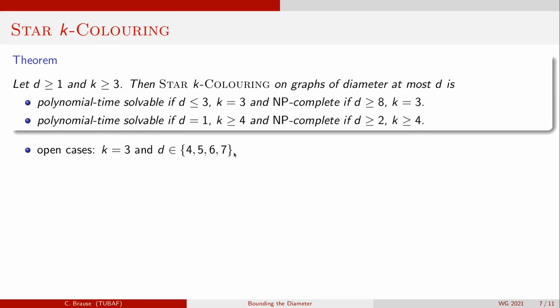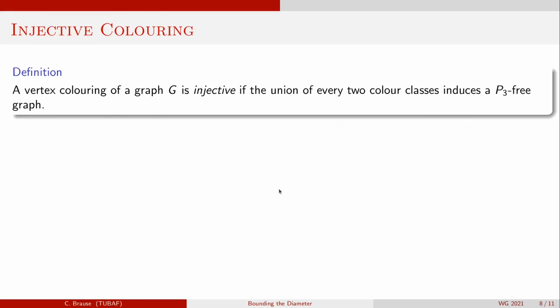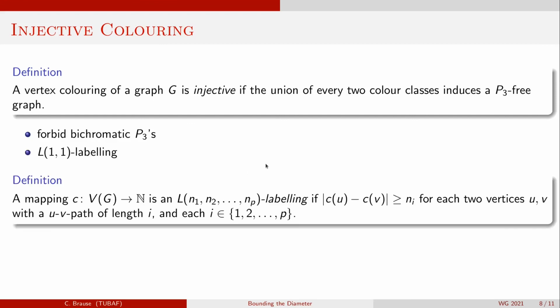Okay, so let's continue with our last coloring problem, and that's injective coloring. A vertex coloring in general is called injective if the union of every 2 color classes induces a graph that has no P3. In other words, we forbid bichromatic paths on 3 vertices in such a coloring. As a particular corollary, we find that all the vertices which are adjacent to a common vertex have to be colored differently. Such injective colorings are also known as L(1,1)-labelings.